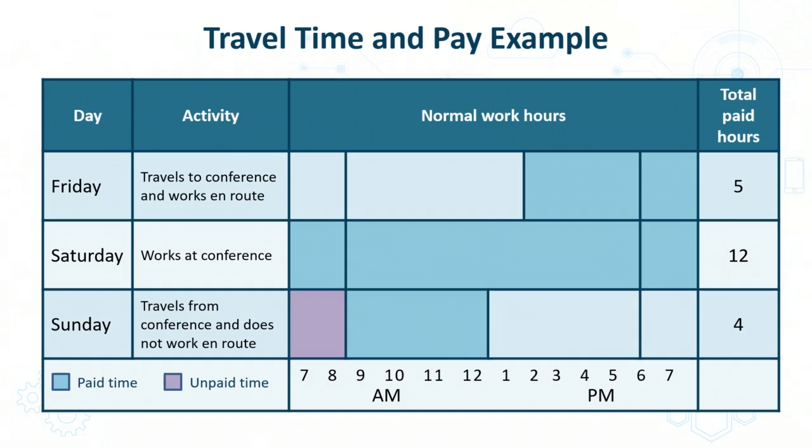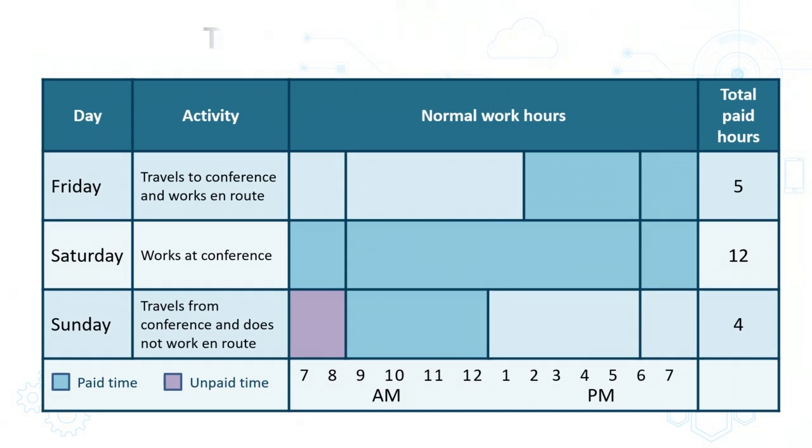In the example shown, the non-exempt employee's normal work hours are 9 a.m. to 5 p.m. Monday through Friday, and the employee is going on a weekend work trip. On Friday, the employee would be paid 5 hours because the trip commenced during the normal workday and work hours, and payment must be until conclusion. On Saturday, the employee is paid for 12 hours because the employee worked the entire day.